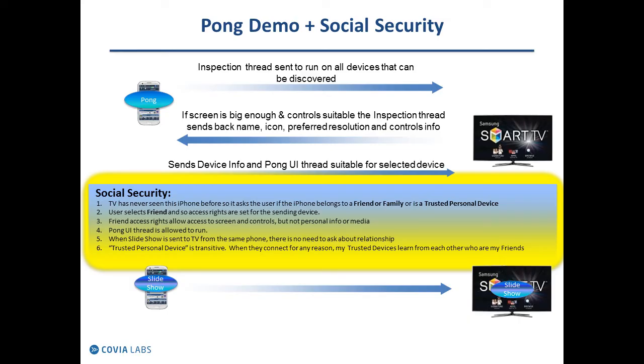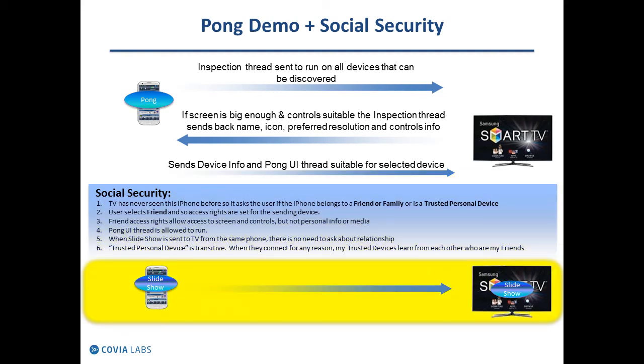Friend access rights include being able to show things on the screen and use the device's controls, but they do not include the ability to access private photos or any other private information. The Pong game was allowed to run because all the access rights signed into it are now allowed on the TV. If I later run slideshow from my friend's iPhone to the TV, no dialog will pop up because the TV already knows the iPhone is a friend's.